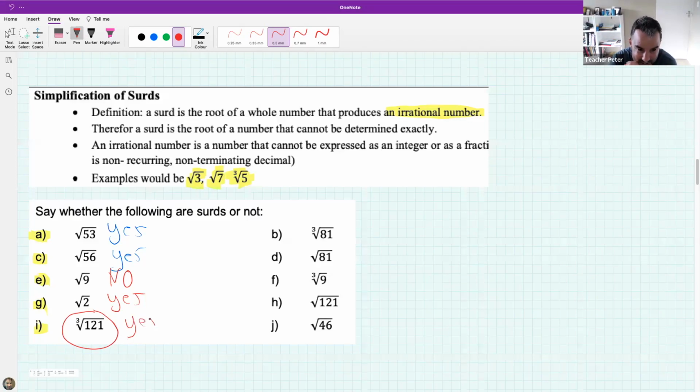Okay, it is a surd, and here's why. The square root of 121 is 11, and that would not be a surd. But this is not the square root. This is the cube root. Put it in your calculator now and see if you get a nice, neat number, or a horrible looking number. The cube root of 121 will probably be about 4.85, something like that. So it is a surd.